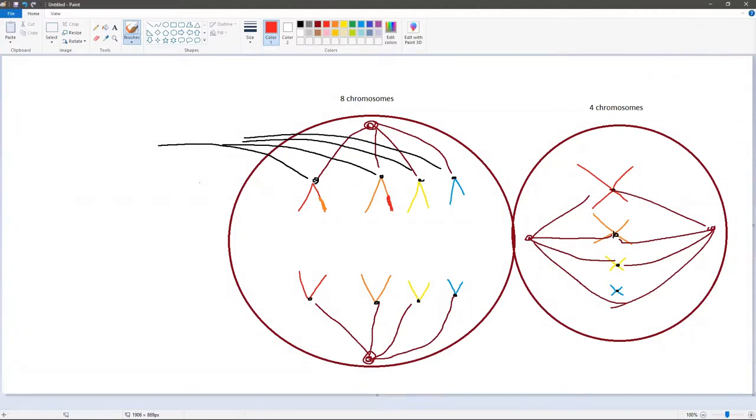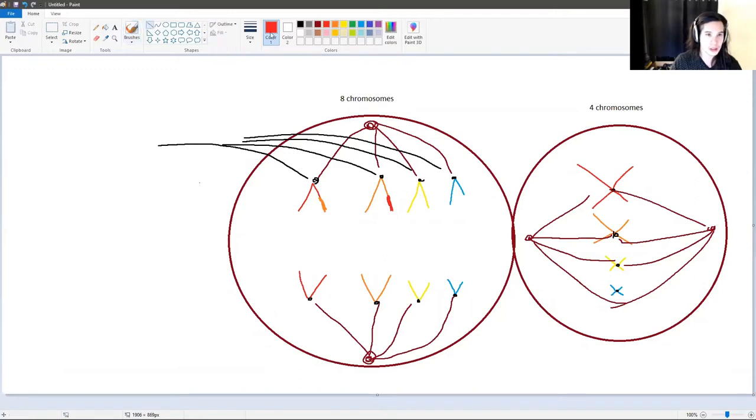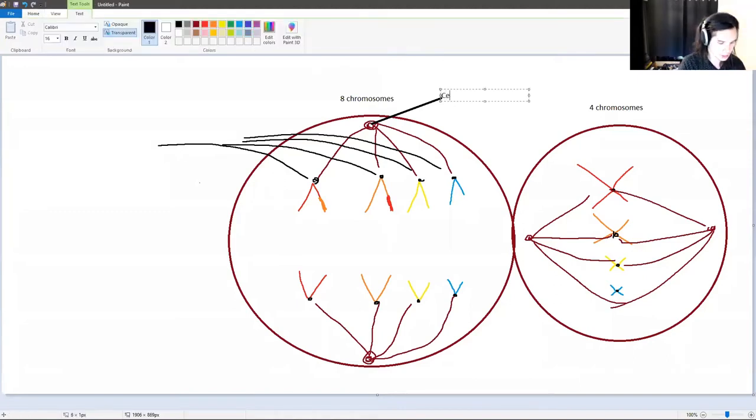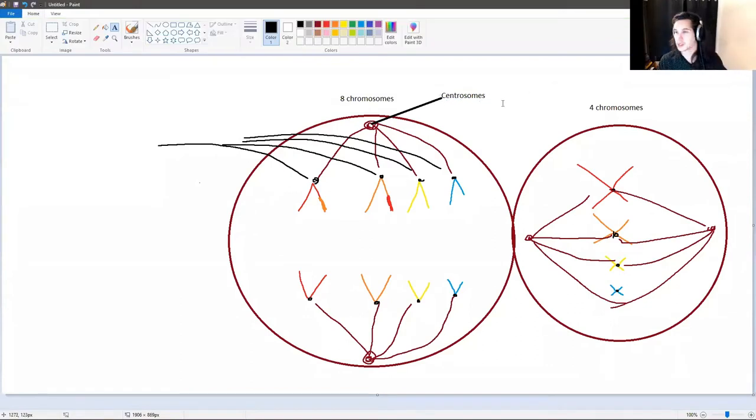And then we have another question: what are the spindles attached to? That's a good question. These are called centrosomes. That's a question on the test, so know what centrosomes do. They're organelles that produce spindle fibers.